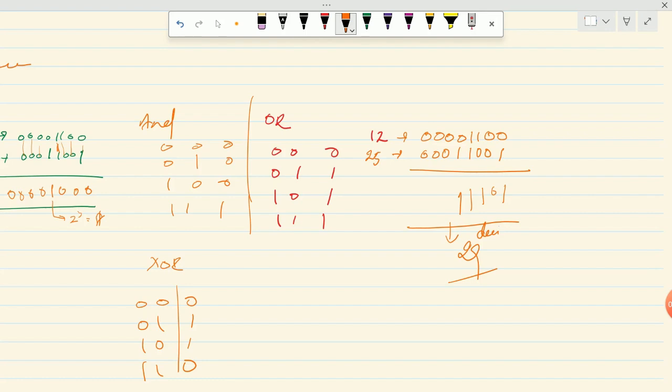Your right shift operator means it will shift all the bits towards the right by a certain number of specified bits, which is denoted by the greater than sign. In the same way, the left shift operator shifts all the bits towards the left by a certain number of specified bits.